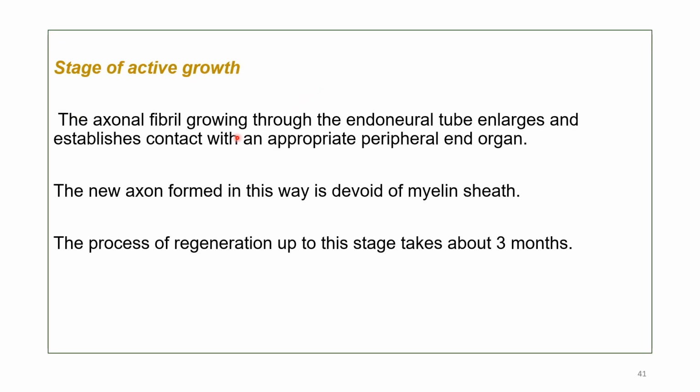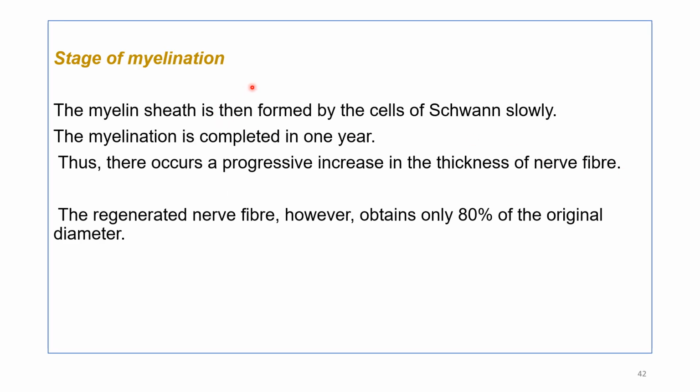Stage of active growth. The axonal fibril growing through the endoneurial tube enlarges and establishes contact with the appropriate peripheral end organ. The new axon formed in this way is devoid of myelin sheath initially. The process of regeneration up to this stage will take up to 3 months. Then coming to the stage of myelination. This is formed by Schwann cells slowly. This may take up to 1 year. Thus, there is a progressive increase in the thickness of the nerve fiber. But the regenerated nerve fiber, however, cannot obtain 100% of its original diameter. It can obtain only up to 80% of the original diameter.